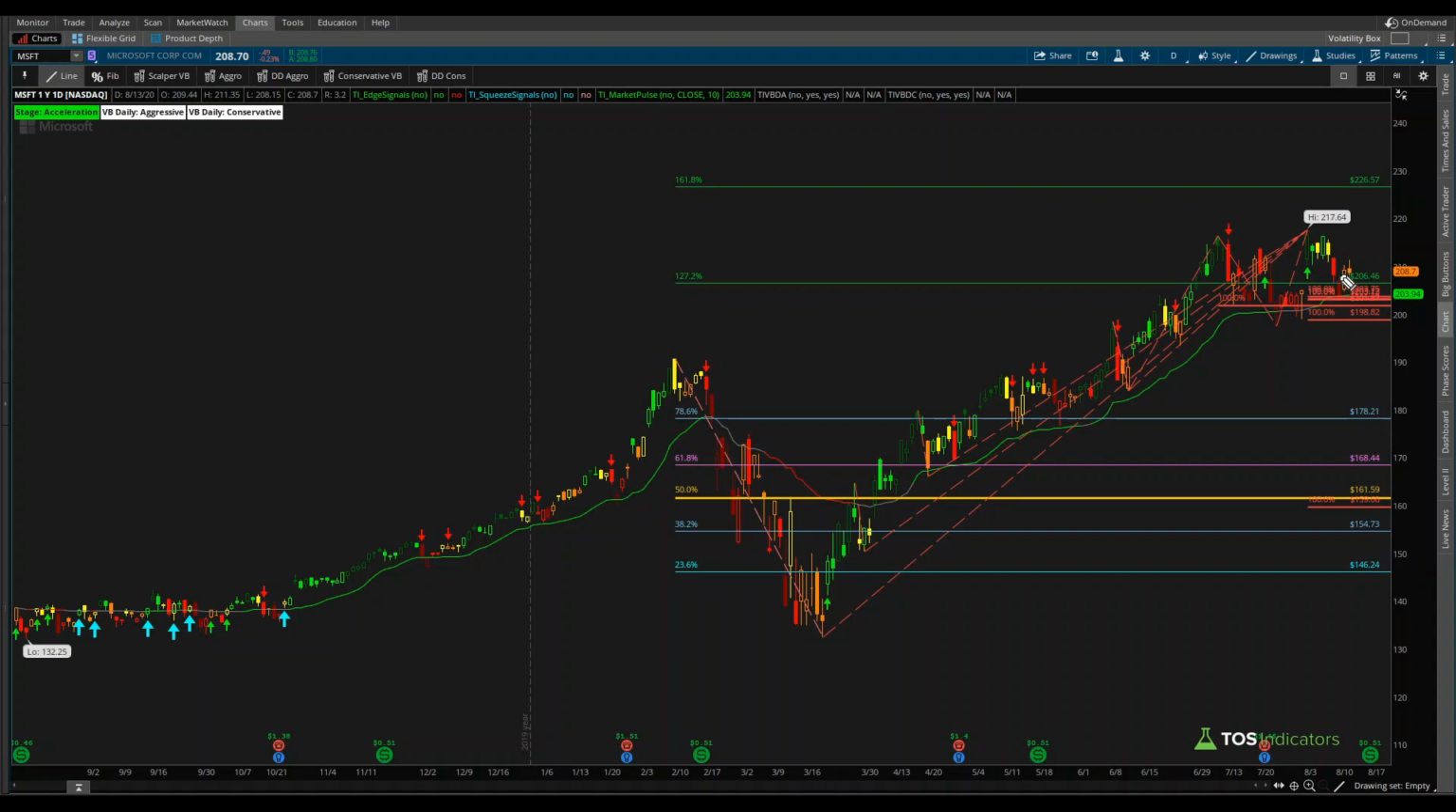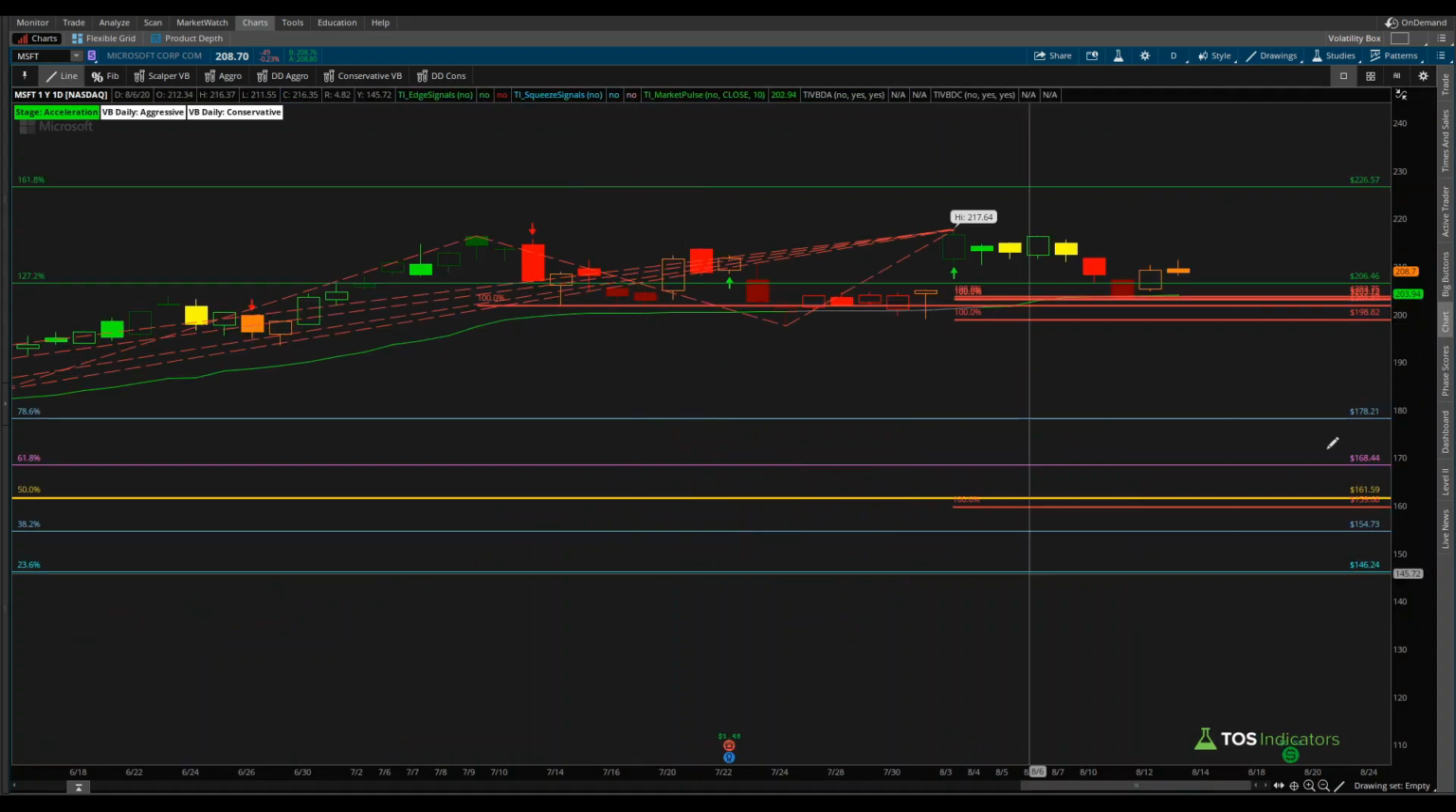But before we talk about that, to me, Microsoft looks like it's getting ready to make a move towards its 1618 extension. That's the 226.57 zone, and that to me just seems like a natural next target. Now, if we take a look at why, I'll zoom in a little bit closer here.